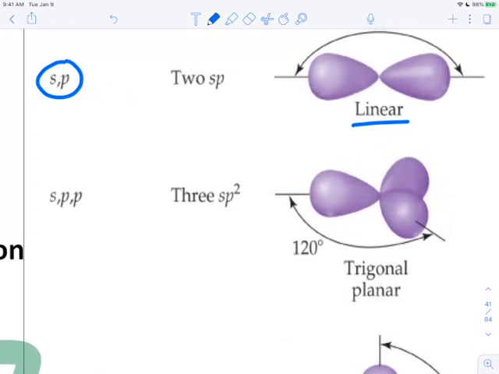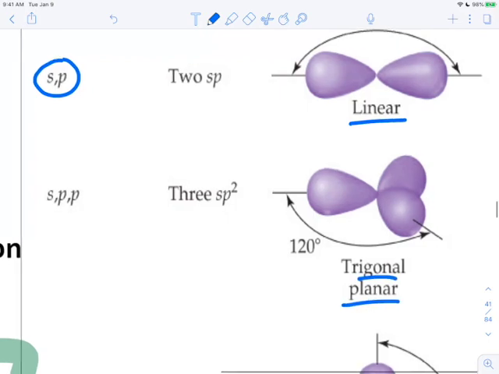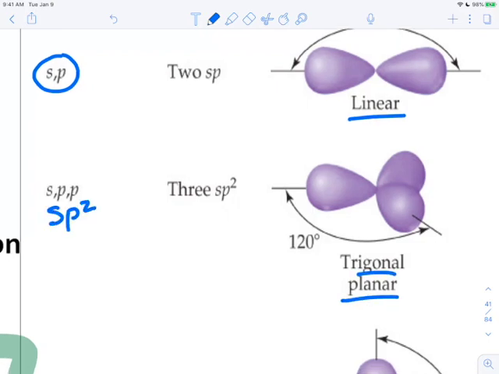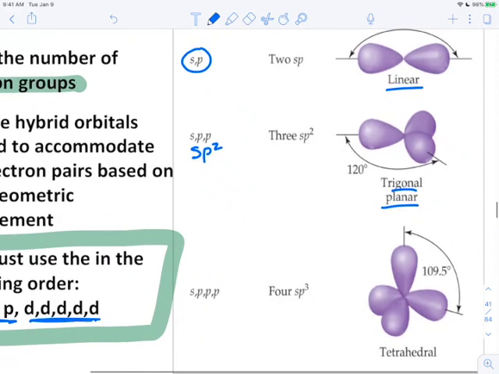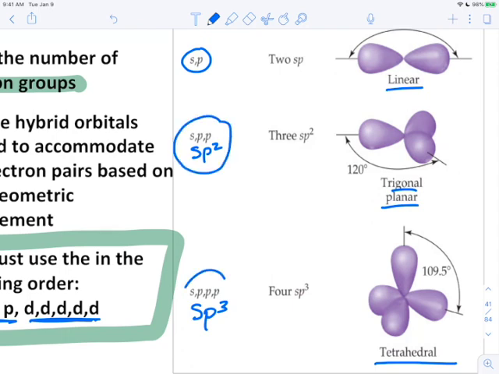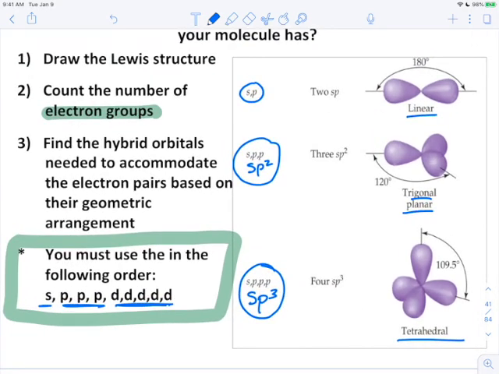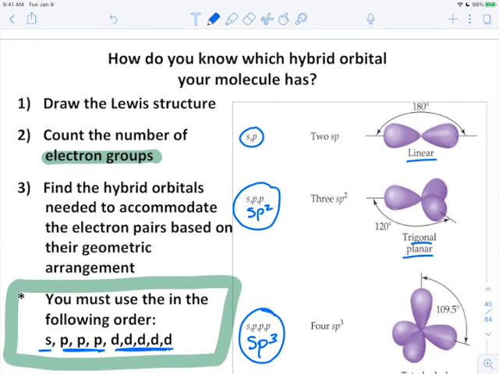Every linear will be SP. Every trigonal planar will be SP2. And every tetrahedral will be SP3. So again, either method works. I think my method's a little easier because it's mine. No, I think it's easier because you don't have to memorize it. You don't have to figure out the geometry first. You simply count your electron clouds and then count the orbitals up that you need. But again, either method works perfectly fine. So any questions on anything so far?